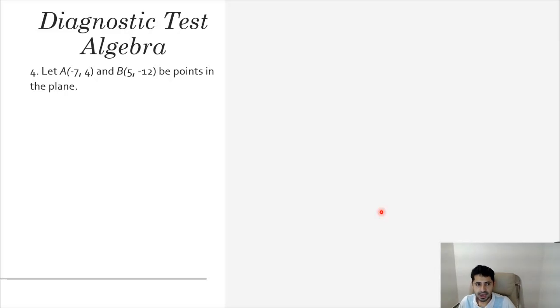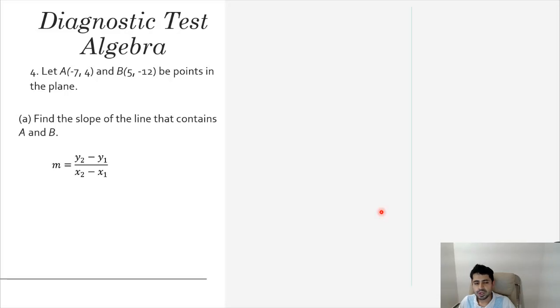4. Let A be minus 7, 4, and B be 5, minus 12, points in the plane. A. Find the slope of the line that contains A and B. So how do we need to find the slope? Well, the common formula should be the variation of y in the numerator and the variation of x in the denominator. So we just replace, I just keep here minus 12 as the 2 part and then 4 as the 1. So we have minus 12 minus 4 over 5 minus, pay attention here because we have parentheses, minus 7. Then we have here minus 16 and 5 plus 7.